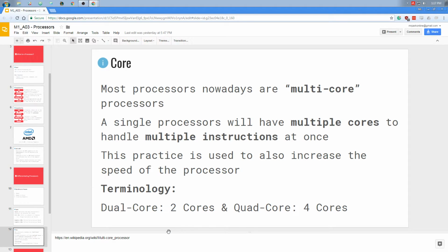Then we have cores. Most processors nowadays are multi-core processors. What that means is that a single processor will have multiple cores to handle multiple instructions at once. This practice is also used to increase the speed of a processor. So the higher the clock speed, the more instructions per second we can do. More cores allow us to handle multiple instructions at that second. A little terminology: when you hear or see the word dual core, that means there are two cores within the processor. When you see quad core, you will see four cores. And we're getting to the point where we might see more than four cores in our commercial processors.